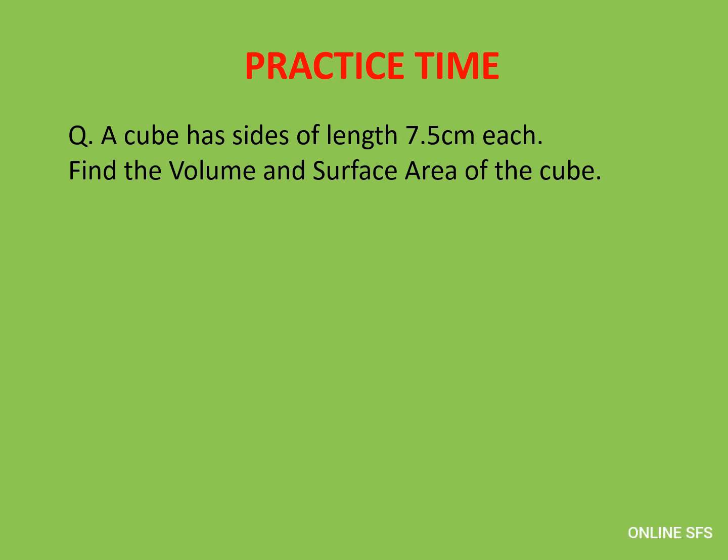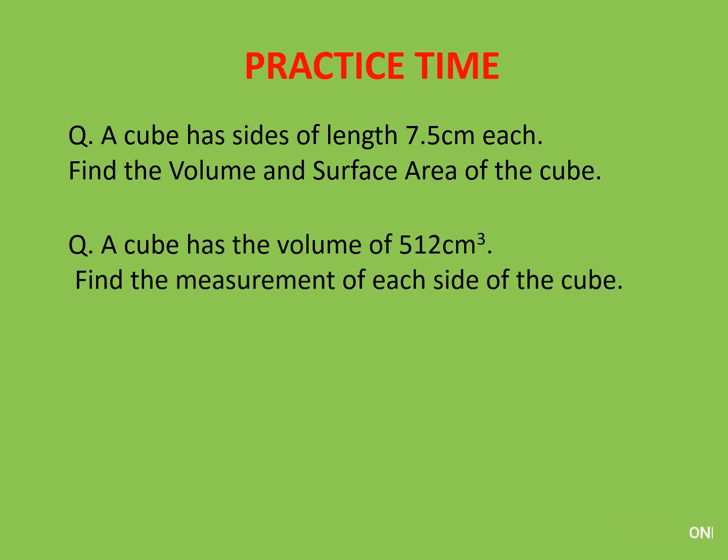The next question is, a cube has the volume of 512 centimeter cube. Find the measurement of each side of the cube. Now here you have been provided with the volume and you have to find out the measurement of each side of the cube. By using the formula, substitute the value of volume and you will be able to find out the measurement of each side of the cube.